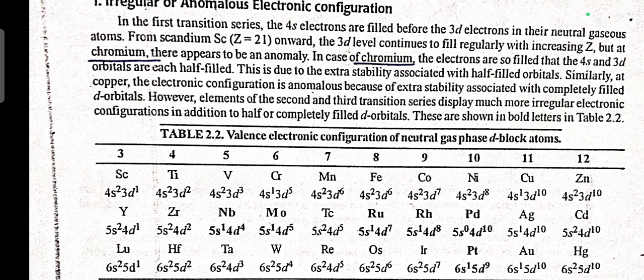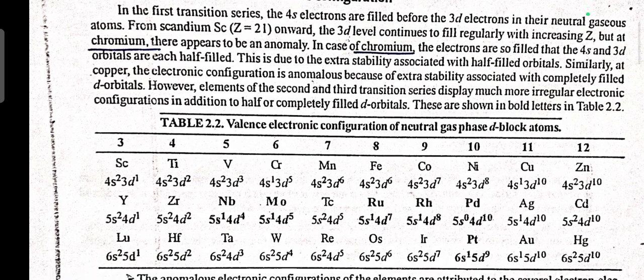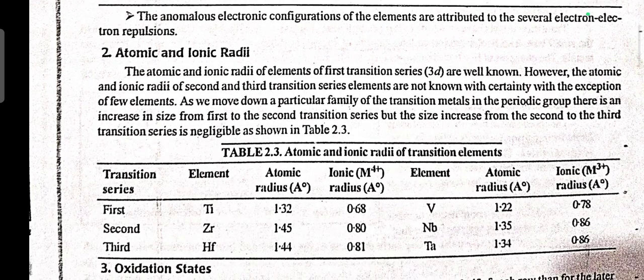However, elements of second and third transition series display much more irregular electronic configuration in addition to half or completely filled d orbitals. The anomalous electronic configurations of these elements are attributed to the several electron repulsions. Second is the atomic and ionic radii. The atomic and ionic radii of elements of first transition series 3d are well known.